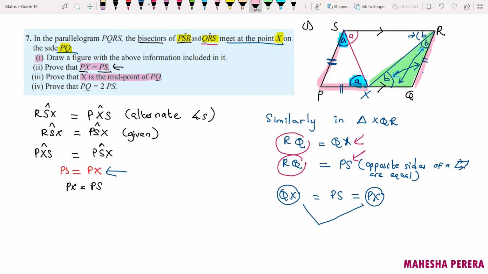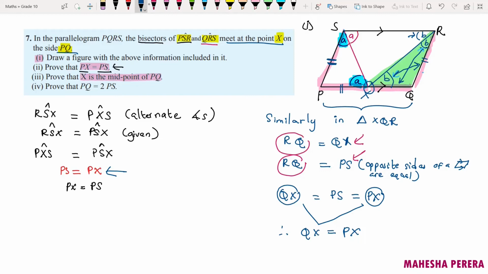This side and this side are equal, right? So that means definitely X is the midpoint. X should be the middle point of the side PQ. So let's write this step also. Therefore, QX equals PX because all three sides are equal.